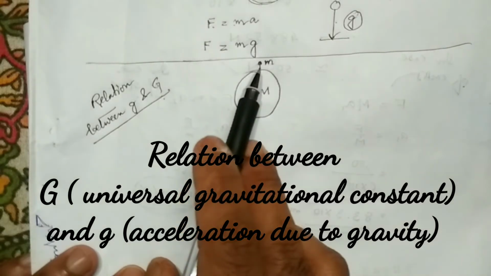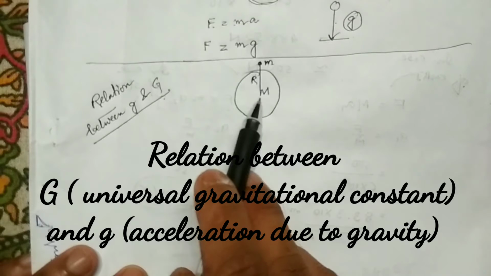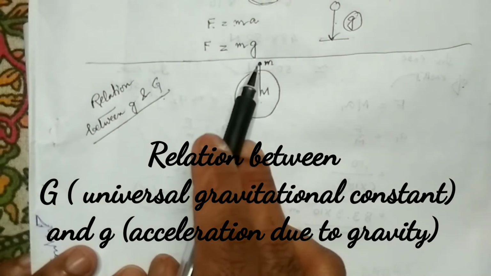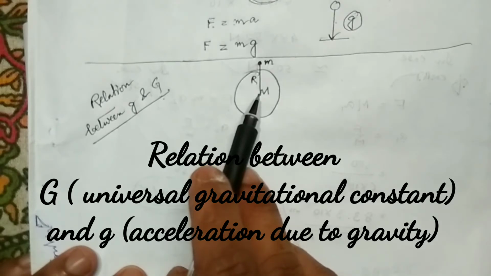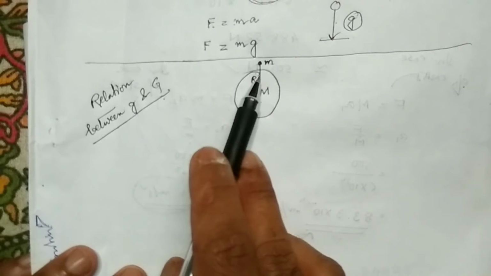Such that small m is the mass of the body and capital M is the mass of the earth. R is the radius of the earth. Because the object is very close to the earth, we can consider the distance to be r. Fine. And whenever we drop an object, it will move towards the earth.